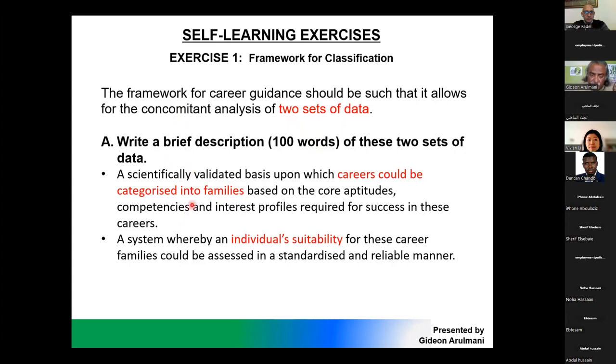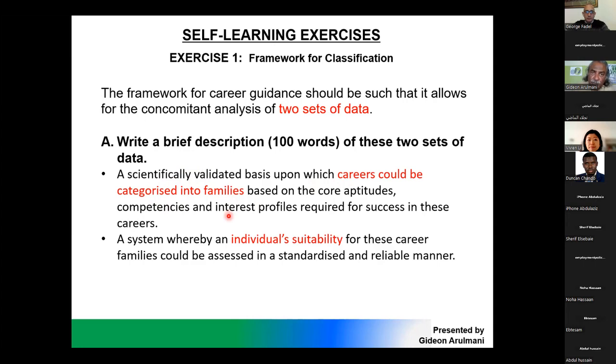You must have written it in your own words, but these are the points that should be there in your answer. What are we looking for? A scientifically validated basis upon which career guidance could be categorized into families. That's the first point. Remember, career information today is available in basketfuls. Everywhere you find career information. Formal, informal, a friend is telling, a father is telling, an uncle is telling, all this. So our duty, our role as guidance counselors, is to have a scientifically validated framework like the ISCO or like the Holland system or like the systems that I have shown you. So we need to have a system for your country. It can vary from one country to another. So we need to have this framework.